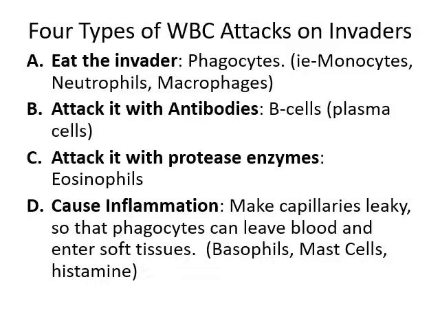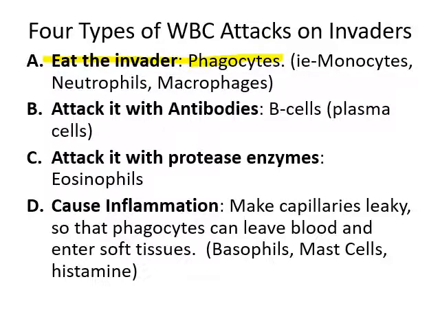All right, there are 4 types of attacks that white blood cells can make on invaders. Number 1, some of the white blood cells are able to physically eat the invaders, right? And we call those phagocytes.